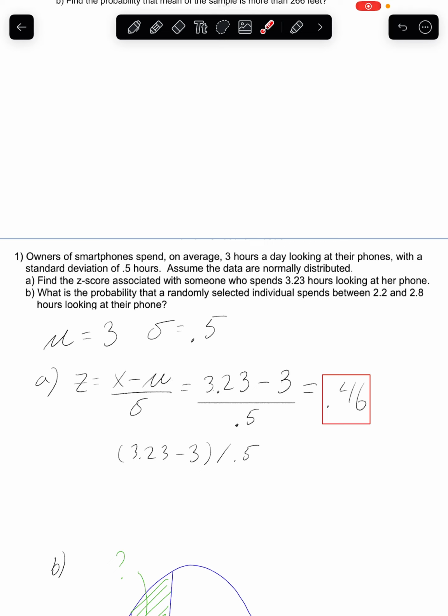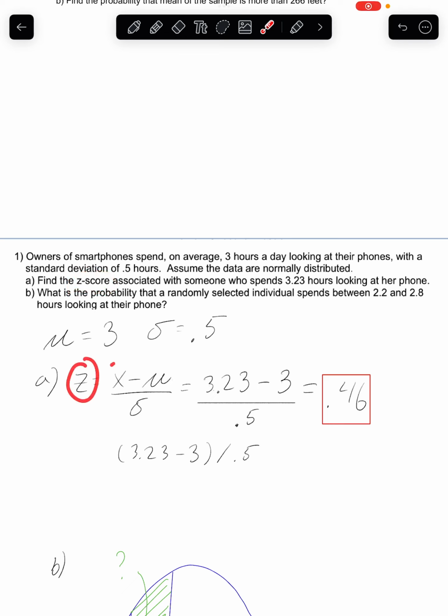I'm not going to read the whole question, but we're looking to find a z-score here. We're given an average, we're given a standard deviation, and it says to assume the data is normally distributed, so this will read as a normal distribution problem. Let's first look at finding a z-score. A z-score has a formula with it.